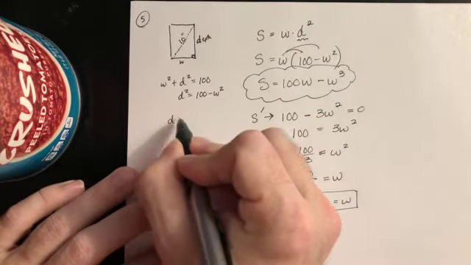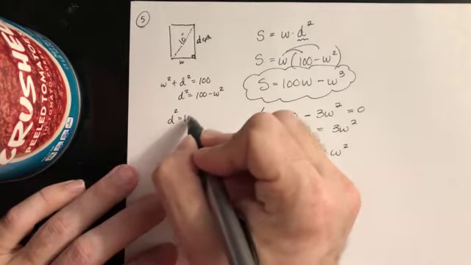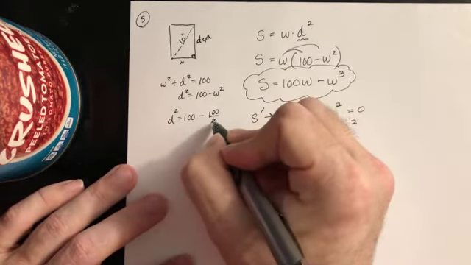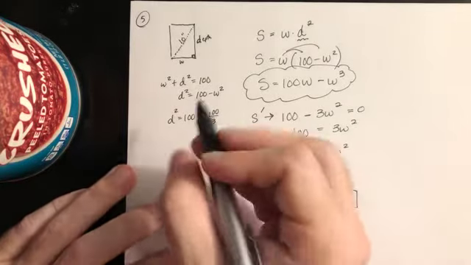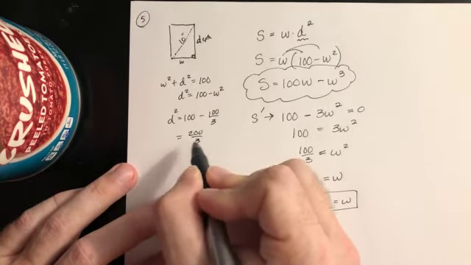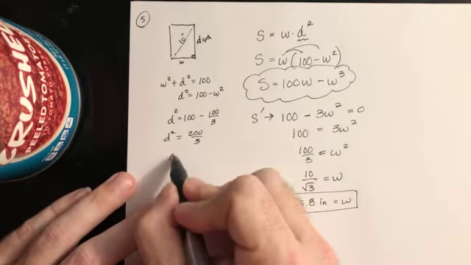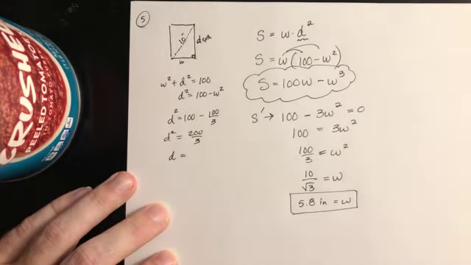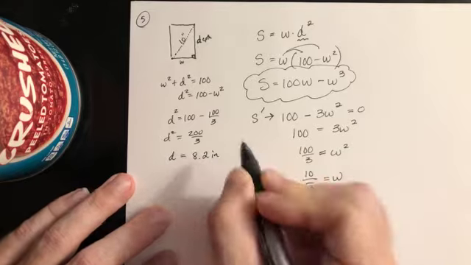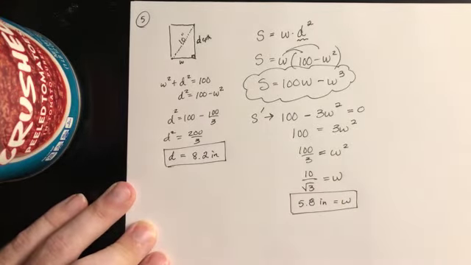The other one is D, so let's say what that is. D squared is equal to 100 minus W squared, which is 100 over 3. Okay, so this is 300 over 3 minus 100 over 3, which is 200 over 3. And then I'm going to take the square root, 200 divided by 3, and the square root of that is 8.16, so 8.2 inches. Please be right, please be right, please be right.